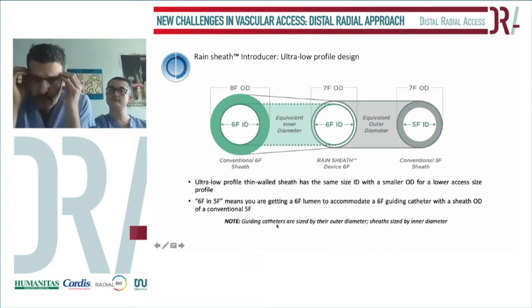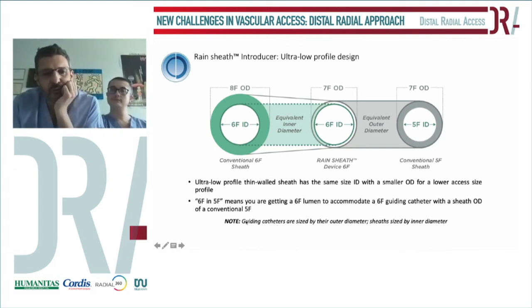To help you understand this concept, we have to consider that guiding catheters are sized by their outer diameter. I mean, the 7 French guiding catheter is sized by the outer diameter, but the sheath is sized by inner diameter. So this is a 6 French sheath, but the outer diameter, in case of a traditional sheath, is 8 French. In case of 6 in 5, like Rain or like Glide Sheet Slender, 7 in 5.